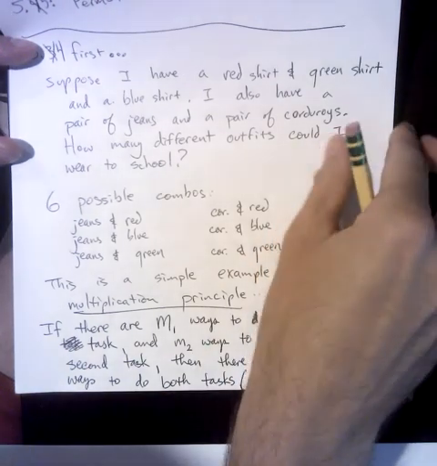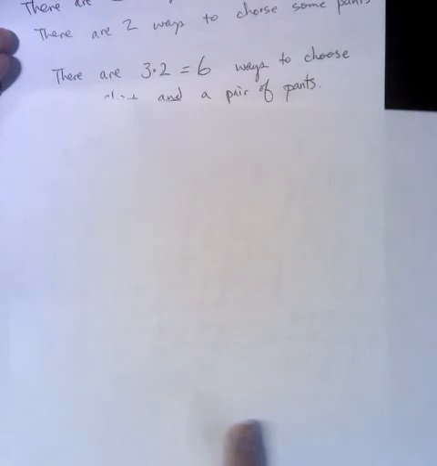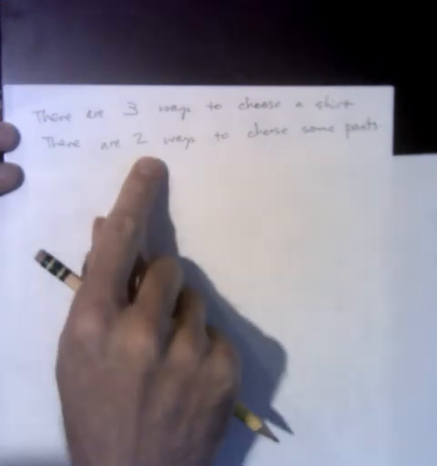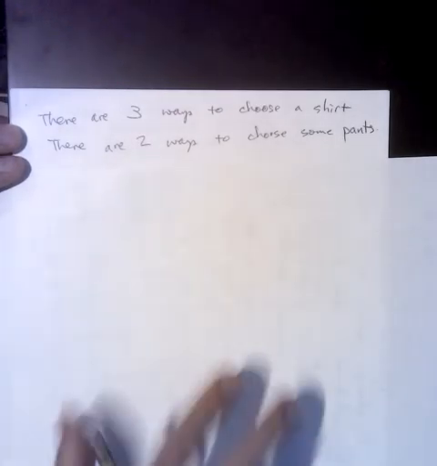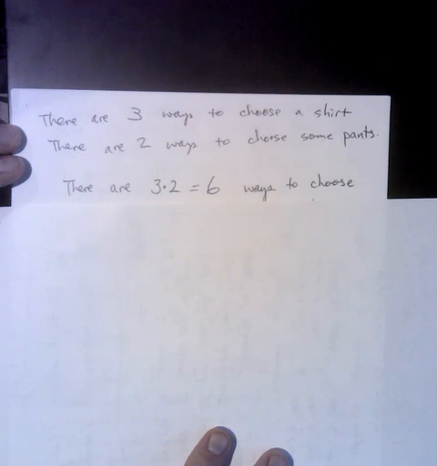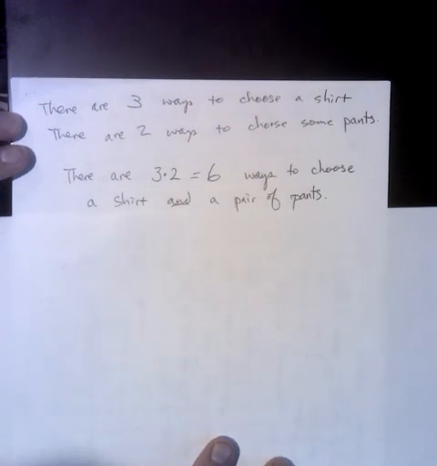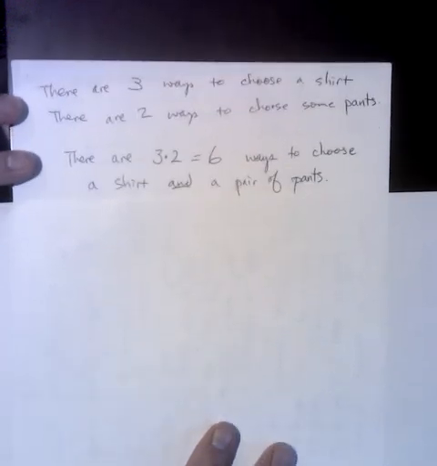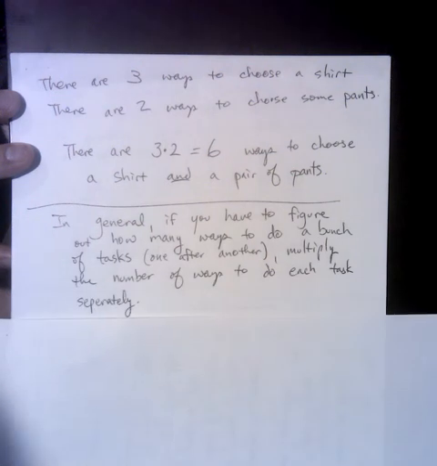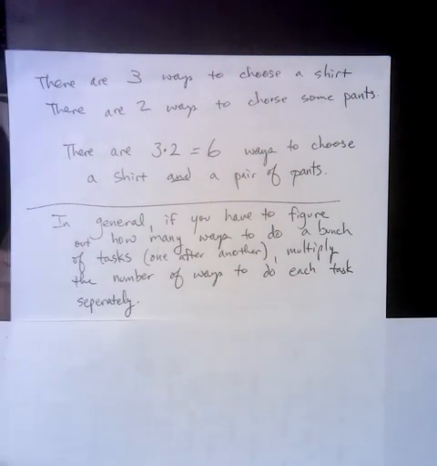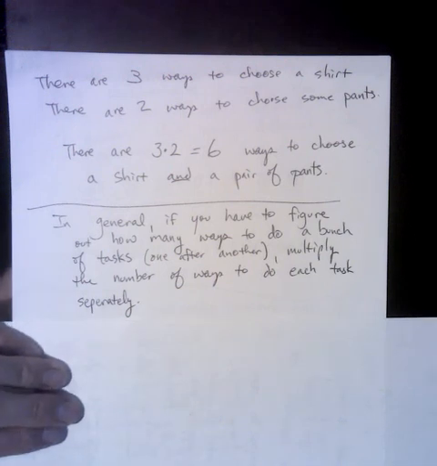So in this last example, we listed out the different possible combinations. We got 6, but we could have done this using the multiplication principle by saying, well, there are 3 ways to choose a shirt, there are 2 ways to choose pants, so altogether there would be 3 times 2, or 6 ways to choose a shirt followed by a pair of pants. Okay, once again, in general, if you have to figure out how many ways to do a bunch of tasks one after another, multiply the number of ways to do each task separately. Let's see some more complicated examples.